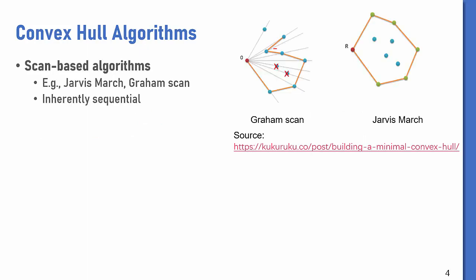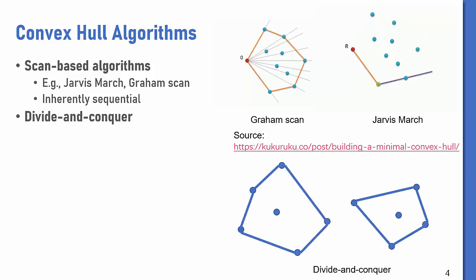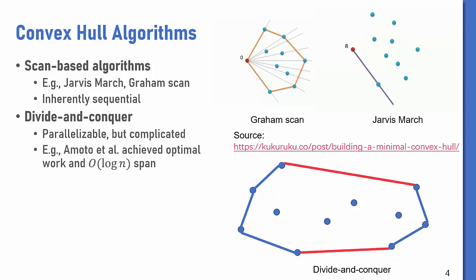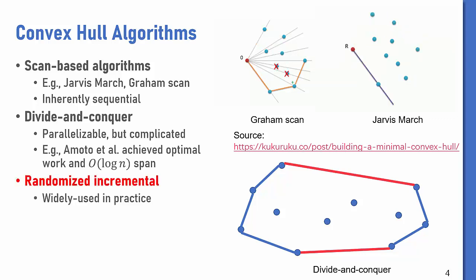There are many existing algorithms for convex hull. There are some scan-based algorithms, but they are inherently sequential, so it's hard to extend them to the parallel setting. Many other algorithms use divide and conquer, so we can deal with the left and right halves recursively and then stitch them up. It is intuitively parallelizable, but can actually be very complicated in high dimensions and can be hard to implement. Most algorithms used in practice are based on randomized incremental construction. Our paper also focuses on this approach.